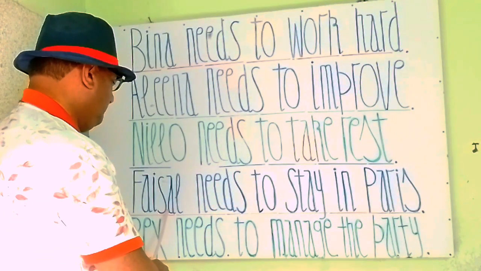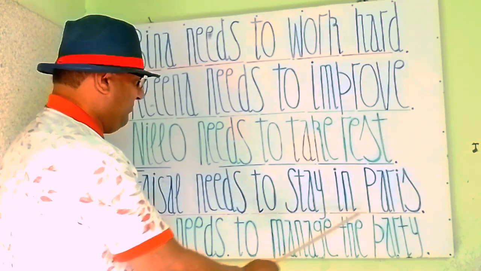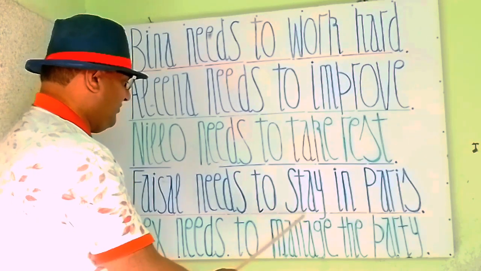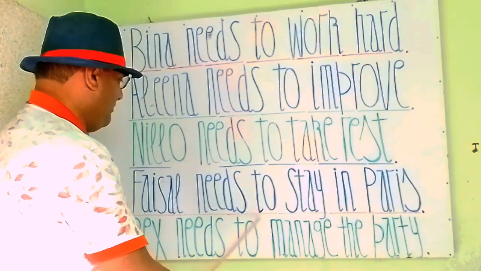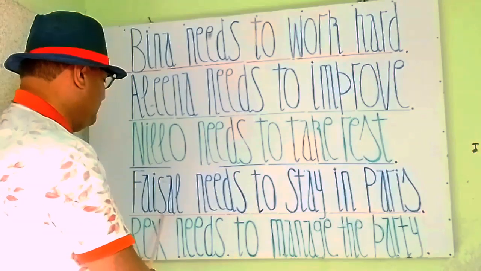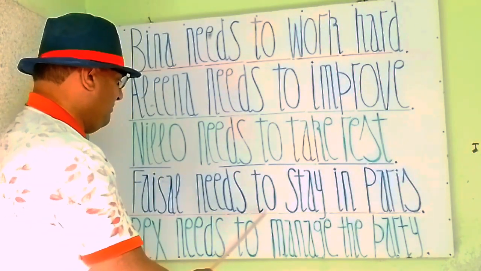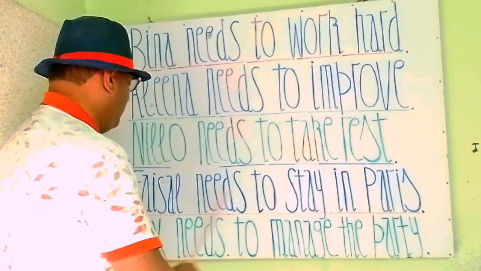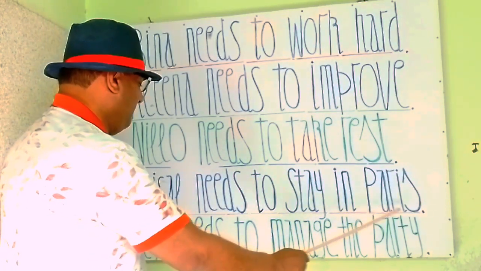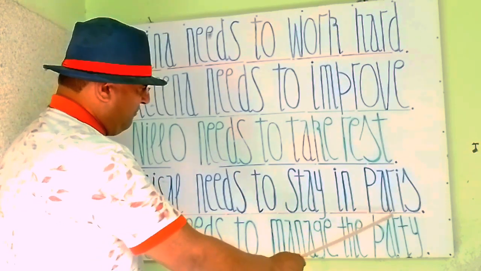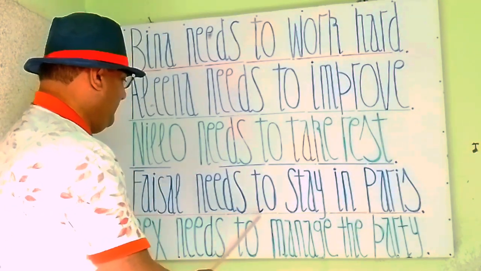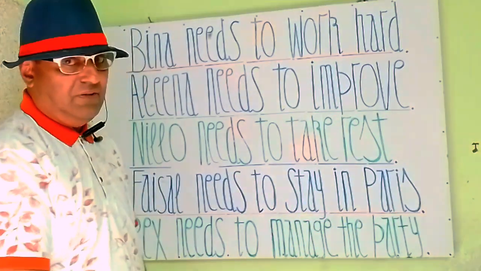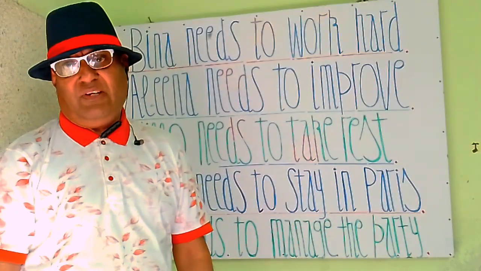Next one is Faisal needs to stay in Paris. Faisal is a subject and a noun. Needs to is a modal verb and stay in is a phrasal verb and Paris is an object. So Faisal needs to stay in Paris. Faisal को पेरिस में क़याम की ज़रूरत पड़ती है.